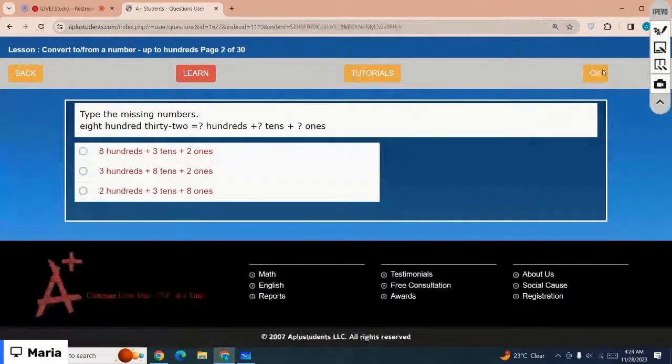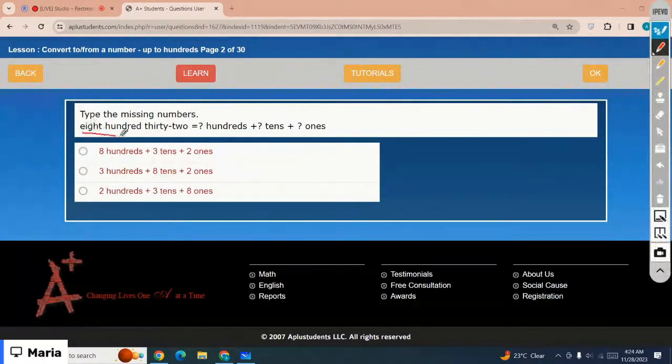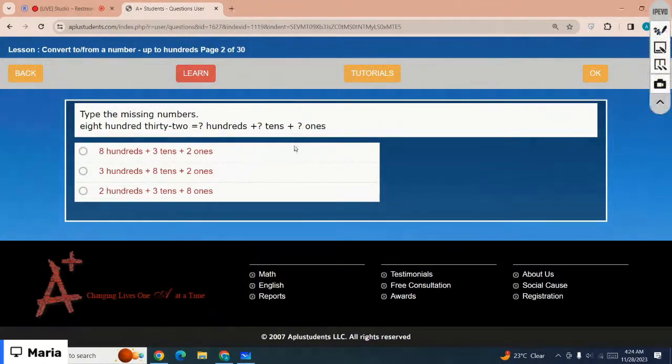Type the missing number. 832. So which digit do you have here? When we write it like this, 832, 2 is at the ones position, 3 is at the tens position, and 8 is at the hundreds position, right? So the correct option is 8 hundreds plus 3 tens and 2 ones. Option number 1 is the correct option, right?